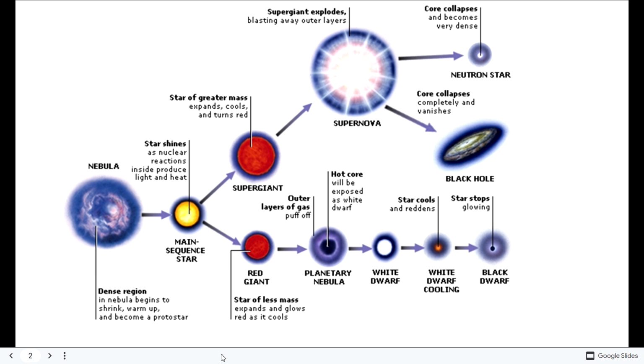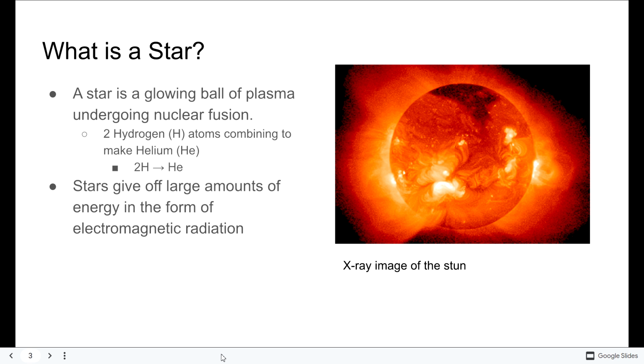All right, welcome back. So we're going to start off with talking about what a star is. It's basically a glowing ball of plasma. There's nuclear fusion happening in the middle of this. So remember that plasma is a state of matter. It's not really a solid, not really a liquid. It's kind of a thick, gooey kind of thing.